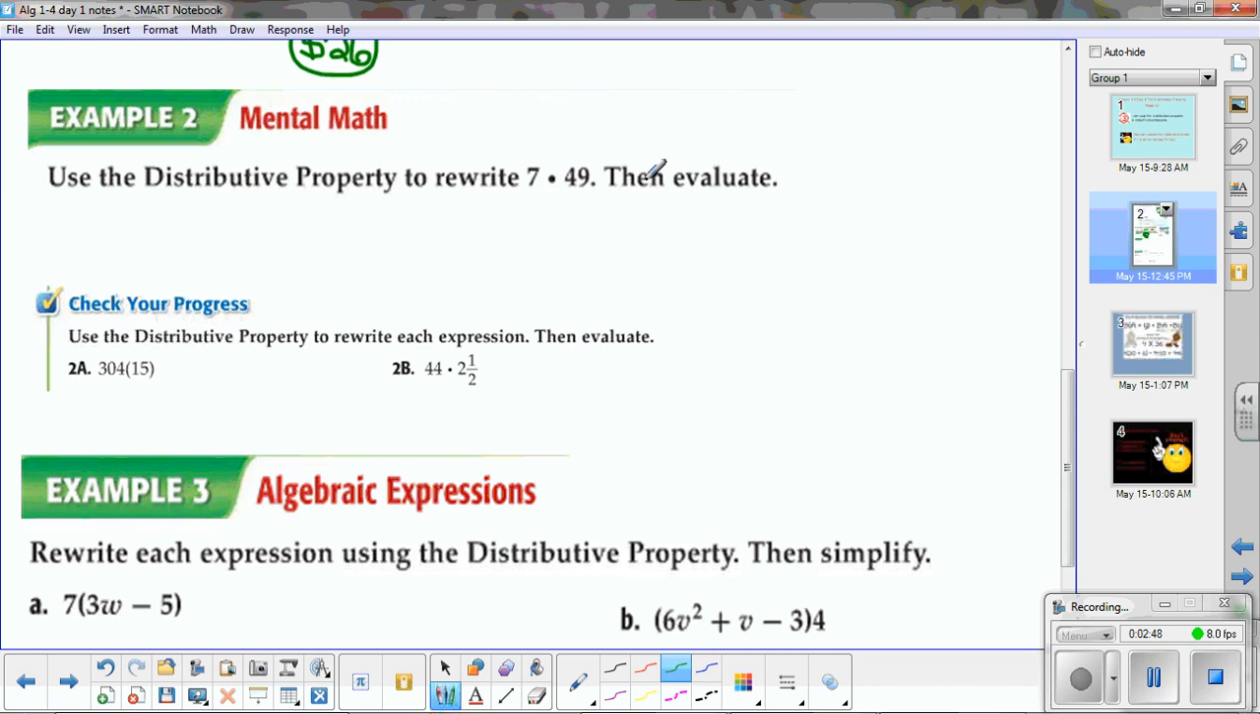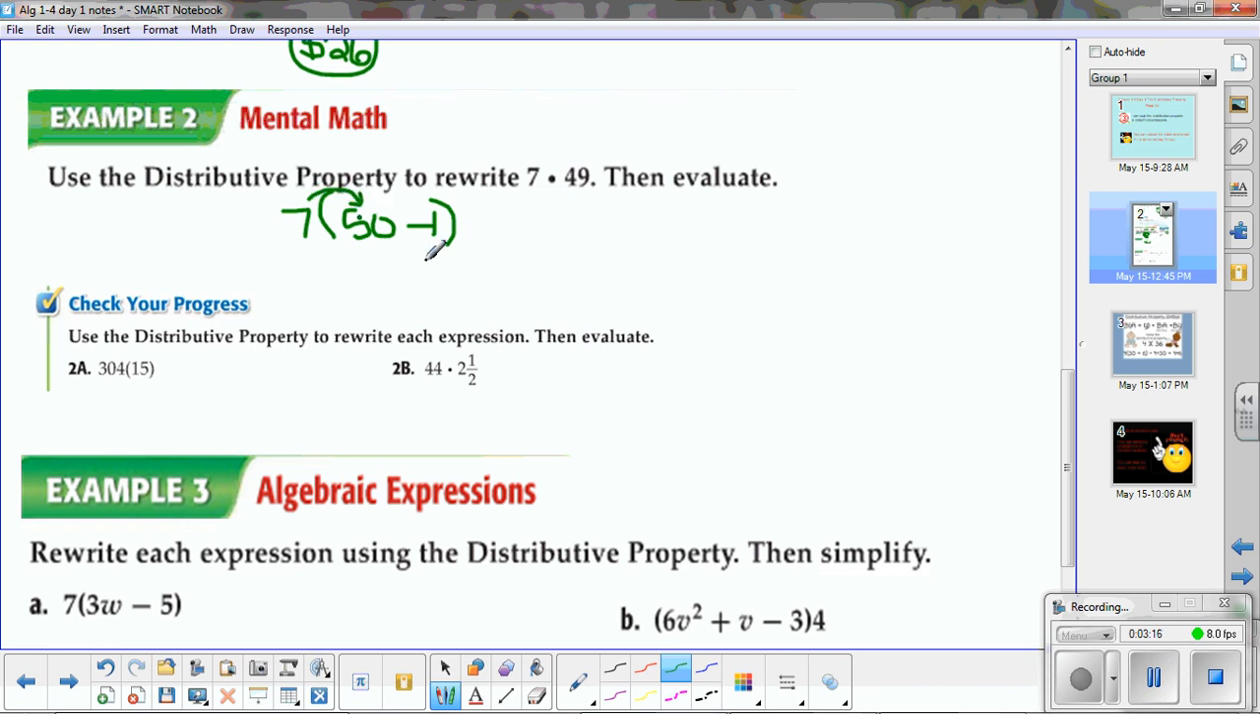Example 2 shows how this comes in handy for mental math. If you were wanting to multiply 7 times 49 and you didn't have pencil and paper handy and you don't have a calculator handy, one way you could think about this problem instead would be 7 times the quantity 50 minus 1, because 50 minus 1 is the same thing as 49. But when we break it apart this way, it becomes easier to do in your head.